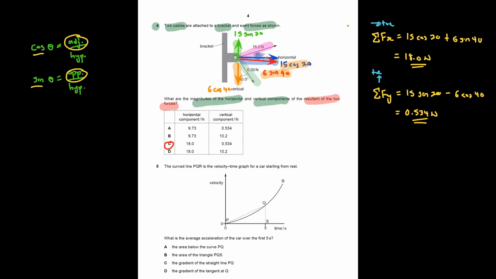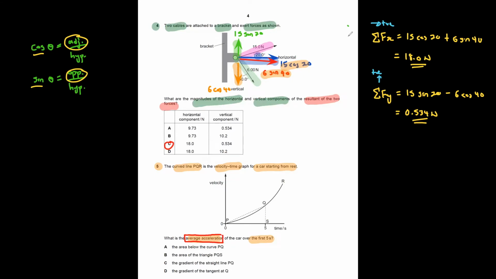Okay, then after that, you move on to question 5. The curved line PQR is the velocity time graph for a car starting from rest. What is the average acceleration of the car over the first 5 seconds? Okay, now there's something here you need to first single out. This one is asking you for average acceleration, not instantaneous acceleration.